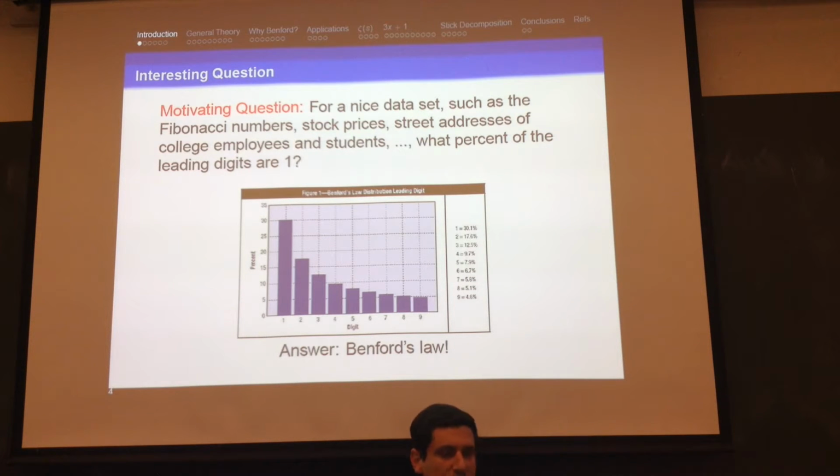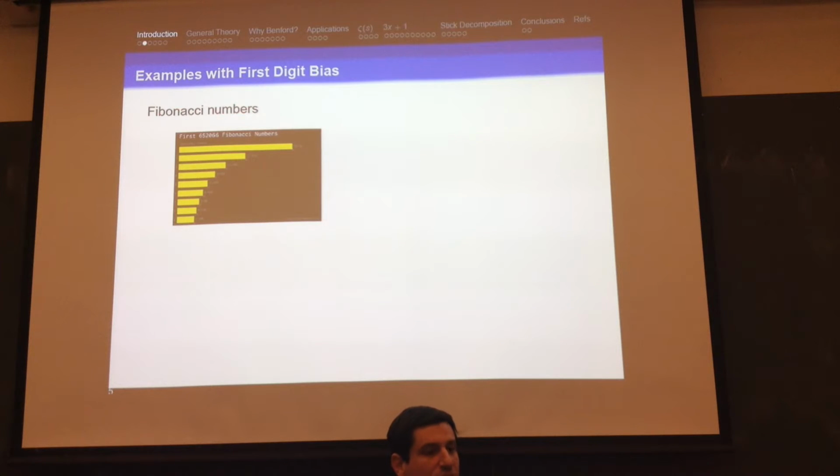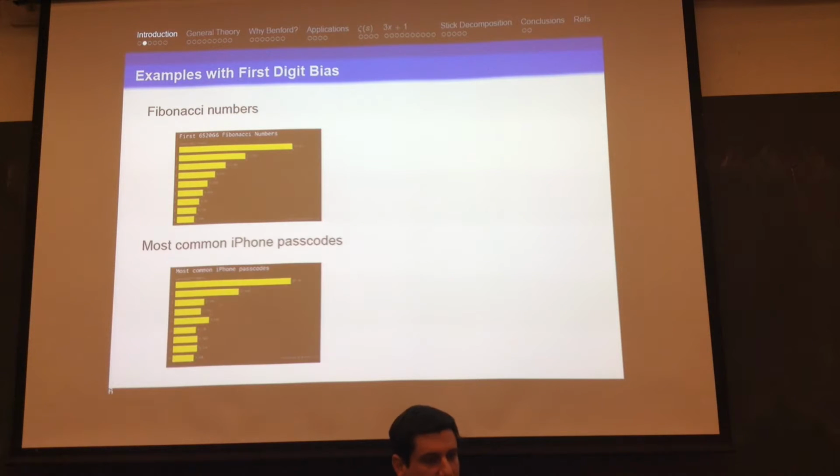Here's the theoretical prediction. Benford's Law, where you have the strong bias of having a 1 about 30% of the time and a 9 only about 4.6% of the time. The next slide is the slide with data. So here's the Fibonacci numbers. Most common iPhone passcodes. Do not ask how I got that data.